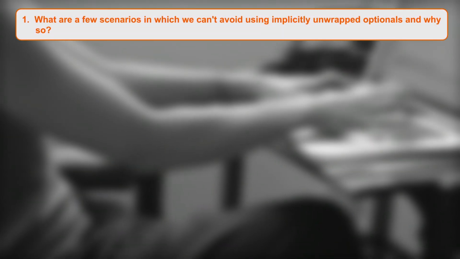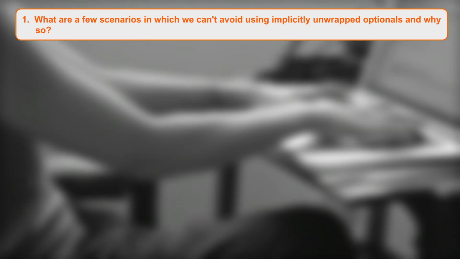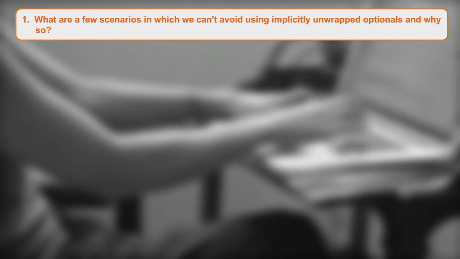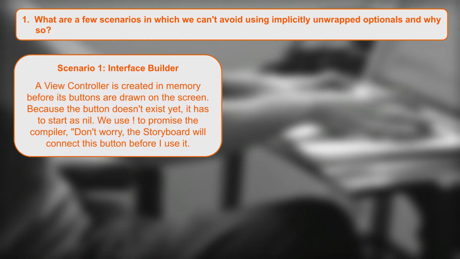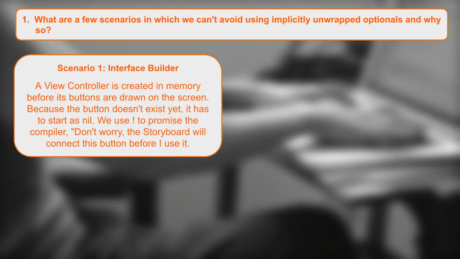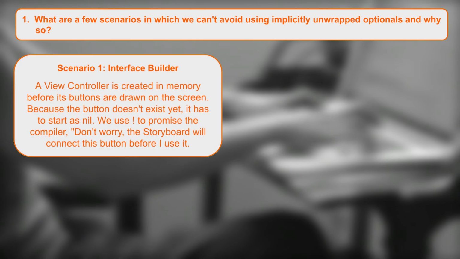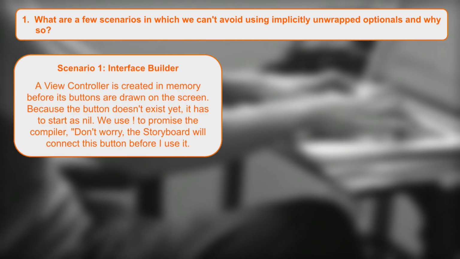Let's kick things off with question number 1. When do we have to use implicitly unwrapped optionals, those exclamation marks in Swift, and why? There are two main scenarios. The first is when using Interface Builder. When a view controller is created in memory, its views haven't been drawn yet, because those UI elements don't exist at that exact moment. They have to start as nil.